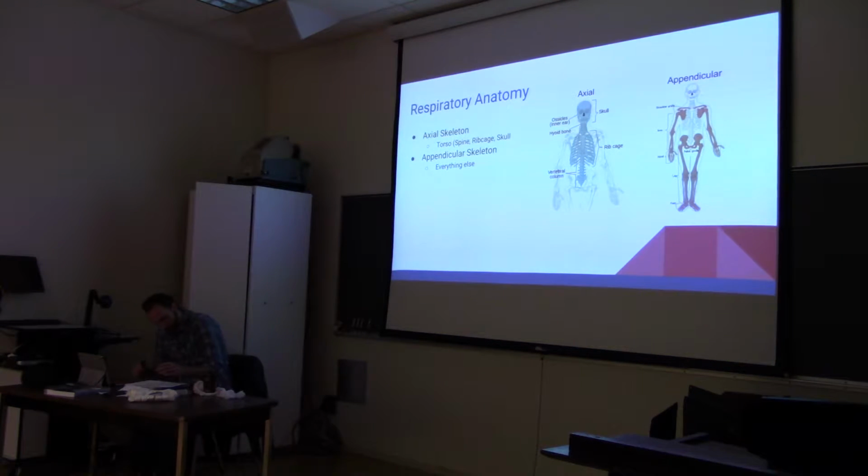Good. So respiratory anatomy. We have two different kinds of skeletons in our body, right? We have the axial skeleton, which is all this stuff in blue, and then the appendicular skeleton, which is basically our arms and our legs. So it's important to know, this is where all the good stuff happens, and this is where the work happens with our legs and our arms, right? So that's kind of how we use them.